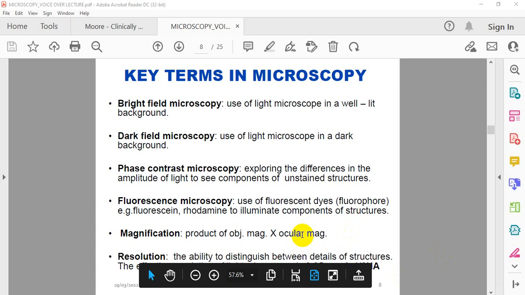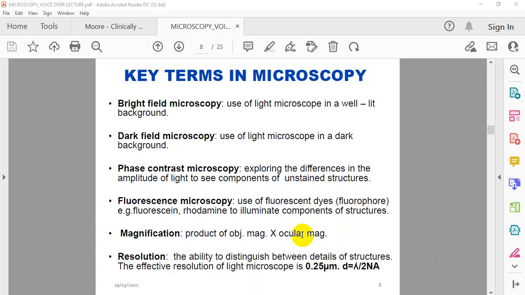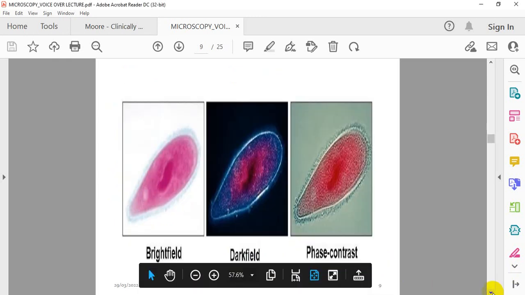Resolution is the ability to distinguish between details of structures. For instance, if you have a slide in front of you and you are looking for a malaria parasite or an intestinal parasite, then the resolution of the microscope is very important. The effective resolution of a light microscope is 0.25 micrometers, and that's the formula there: d equals lambda over 2 NA. The formula is not important for you, please.